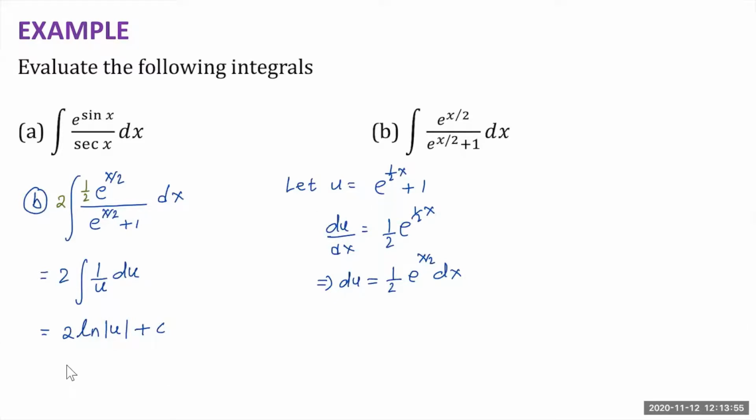So in the next step, I'm going to write that without using the absolute value. And the value of u is e raised to x over 2 plus 1, plus c. So the integration of e raised to x over 2 divided by e raised to x over 2 plus 1 with respect to x is 2 times the natural log of e raised to x over 2 plus 1 plus c, the constant of integration.